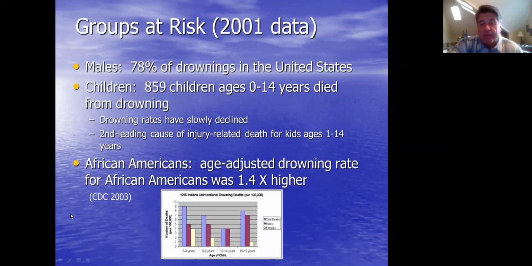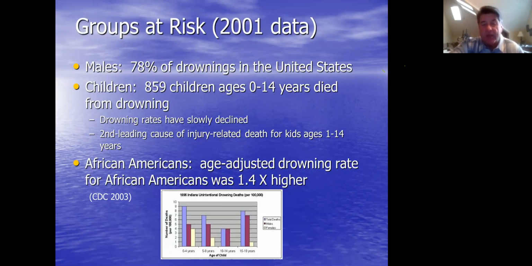Who's at risk? That's a really good question. And if you go back to the very first slide we talked about, we said there's kind of a bimodal distribution. Males account for about 78% of the drowning victims in the United States. Children, about 850 children ages 0 to 14 die from drowning each year. And although we've slowly declined those rates, it's still the second leading cause of injury-related death for children 1 to 14 years of age. The first cause is trauma, of course.